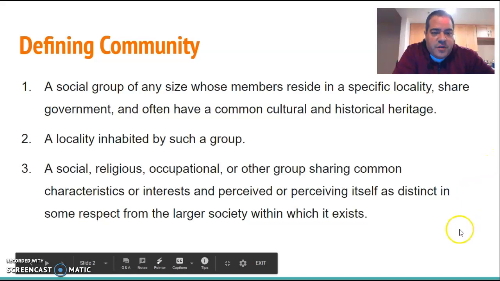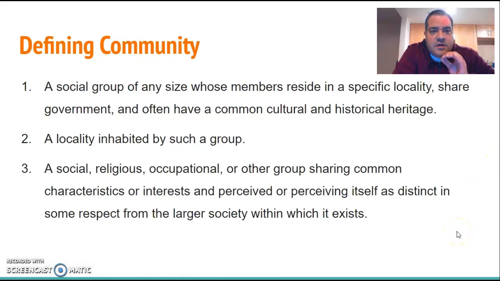So I just want to start off with a very brief definition of what a community is in its most simplest and basic form, and then we're going to talk a little bit about what it means from an academic perspective. So if you look at the standard definition, this is from Merriam-Webster's dictionary. You'll find a similar definition at dictionary.com and any other online dictionary you can find out there. But basically, a community for us is really any social group of any size whose members reside in a specific locality. They may share the same government, often have some sort of common cultural or historical heritage.